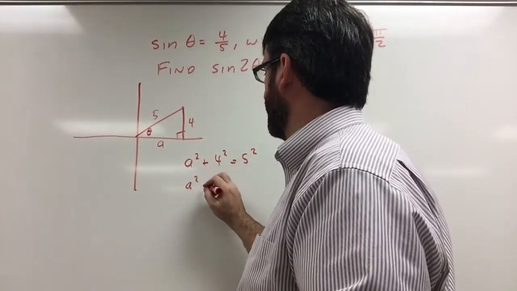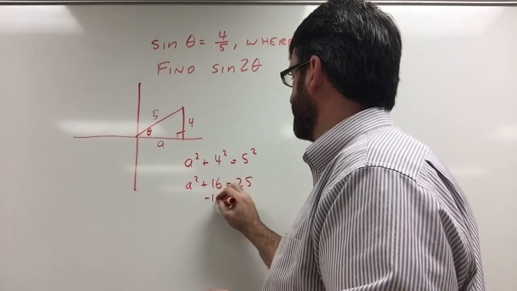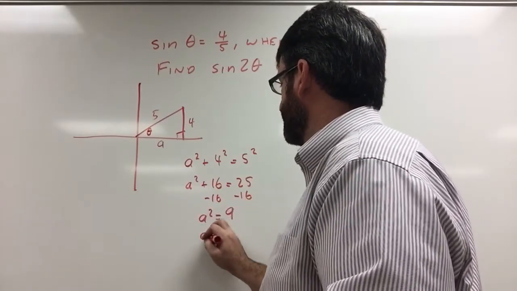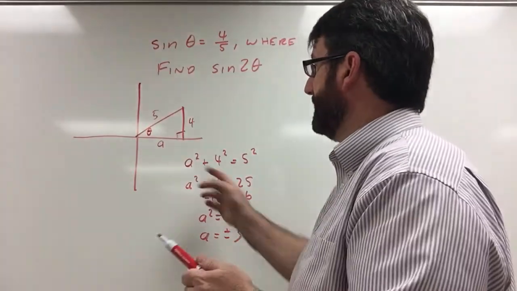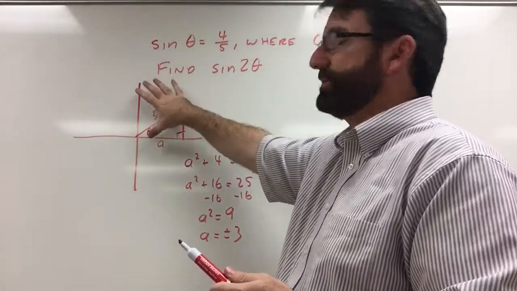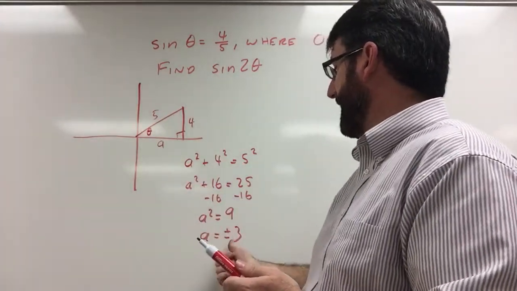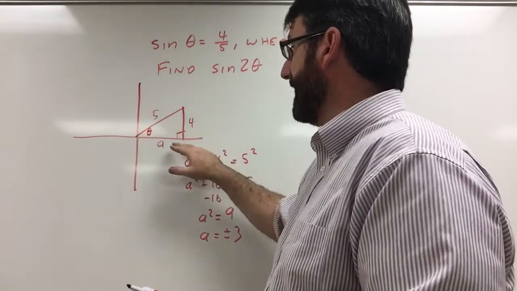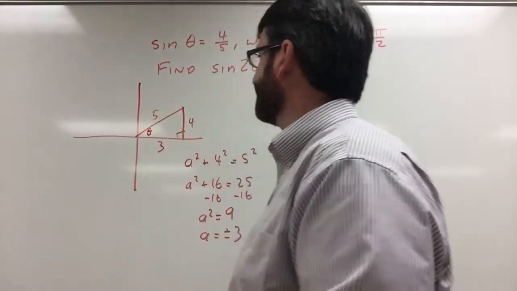So a squared plus 16 is equal to 25. Subtract 16 from both sides, we get that a squared is equal to 9. So a is plus or minus 3. But we drew this triangle in this quadrant so that we could see whether a was going to be positive or negative. And we can see that it's on the right side of the y-axis. So this is going to be positive 3.